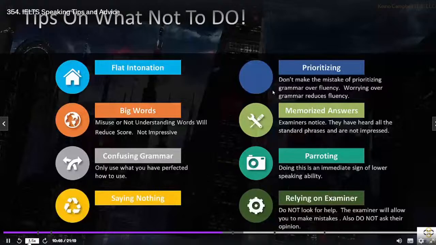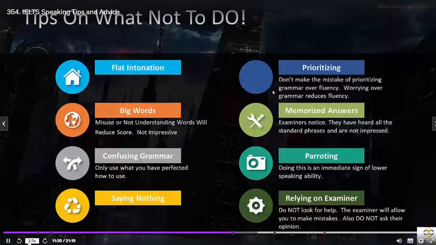Big words. Very often, I'll hear students use words that I would never use. Like these are really just big words that somebody looked up in a dictionary and said, I'm going to use this word. And very often what ends up happening is they use the word out of context or they use it inappropriately. Confusing grammar. On the exam, use the grammar that you have mastered, all right? Of course, saying nothing is going to damage your score. You can't just sit there silently.